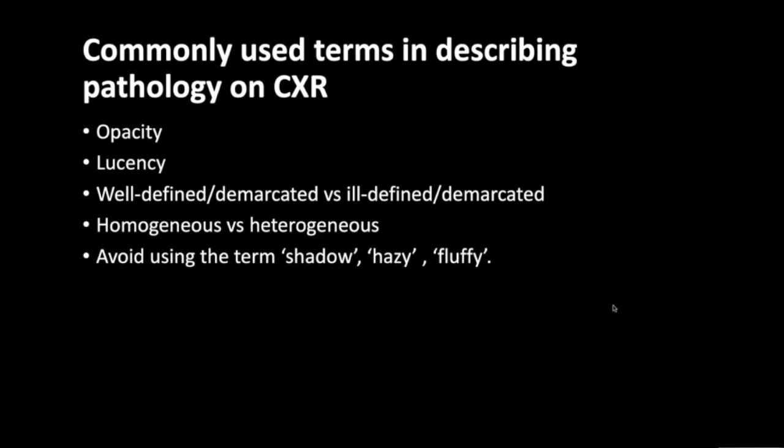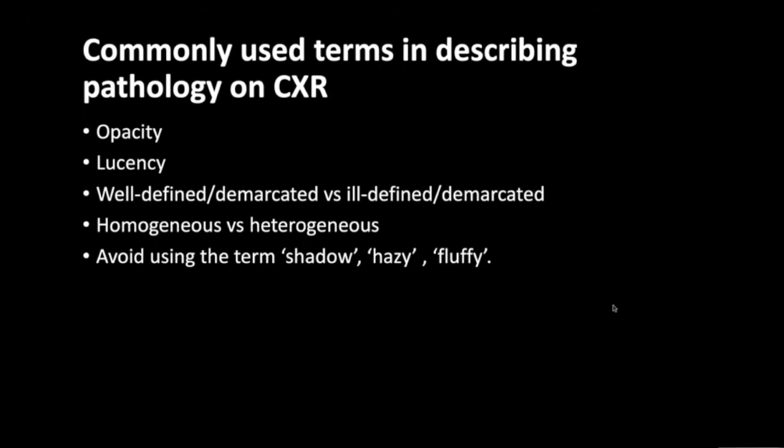Lung abnormalities on chest radiograph. There are a few commonly used terminologies in describing pathology on chest radiograph. Opacity is used for bright lesion. Any solid mass or fluid appears opaque on chest radiograph. Lucency is used to describe dark lesion and is usually air-filled.